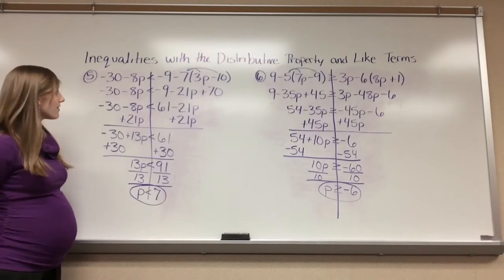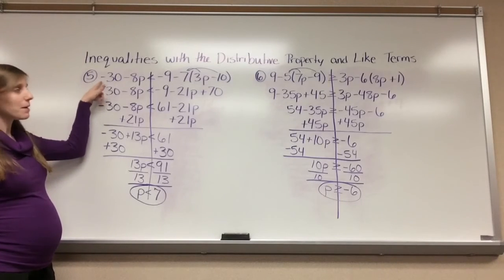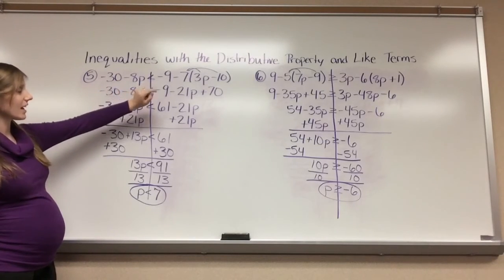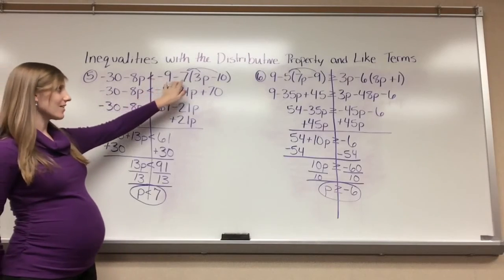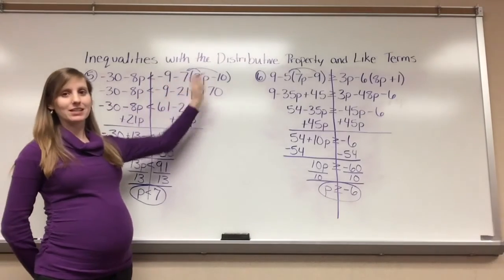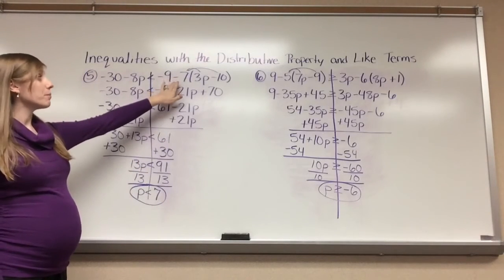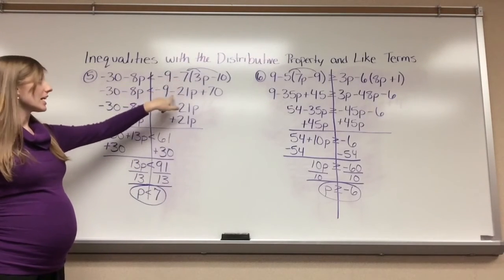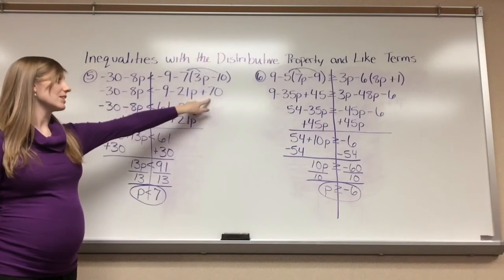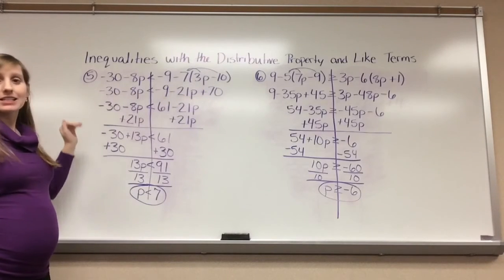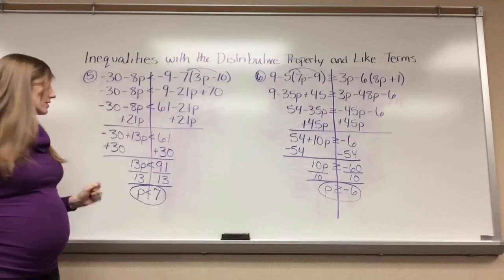For problem number 5, our inequality was negative 30 minus 8p is less than negative 9 minus 7 parentheses 3p minus 10. So our first step was to do the distributive property. So I multiplied by negative 7. I got negative 21p plus 70. Everything else stayed the same because it was outside of the parentheses.